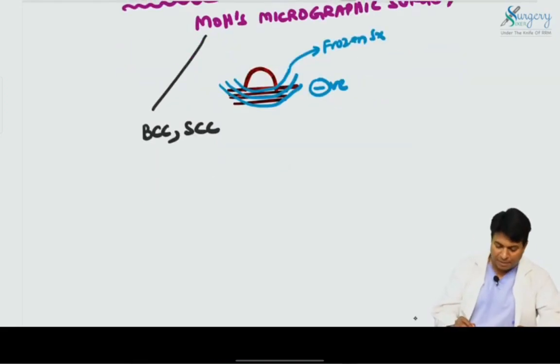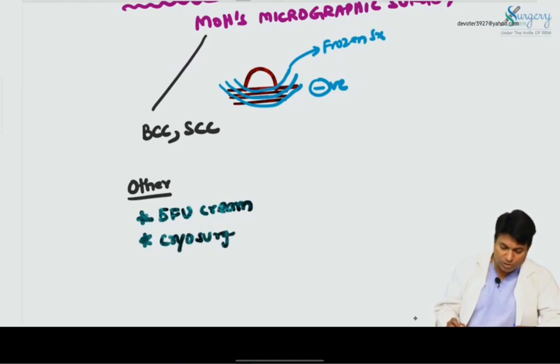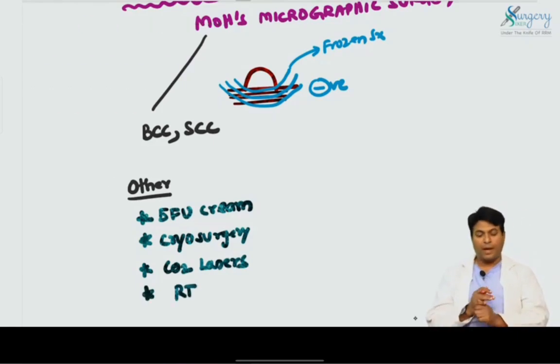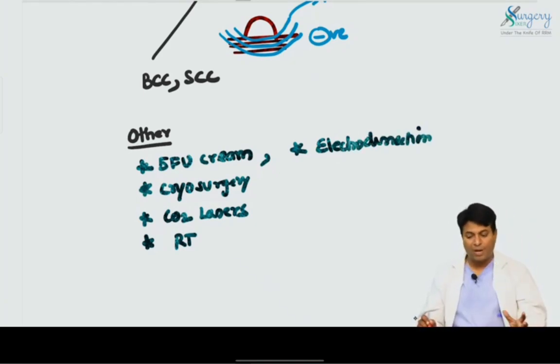Other methods of treatment: we can apply 5-FU cream, 5-fluorouracil cream, over the lesion. We can do cryosurgery. CO2 lasers can be used, and we can do radiotherapy also. Or we can do electrodissection using a diathermy and remove it.